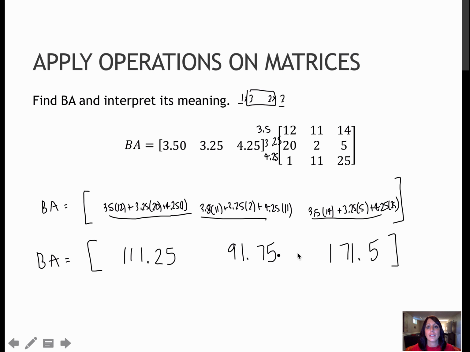Now, what does all of that mean? Well, it all goes back to my original columns. So this was wheat, and this was rye, and this was white. So we can see that we make a total of 111.25 on wheat bread. So whatever the burger is, it doesn't matter. We make 91.75 on rye and 171.50 on white bread.